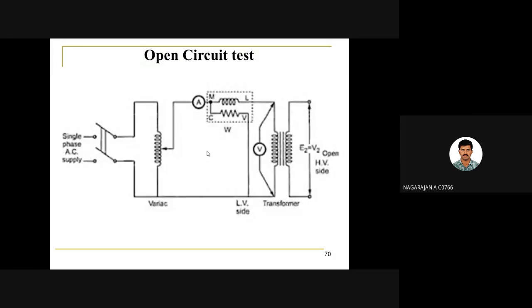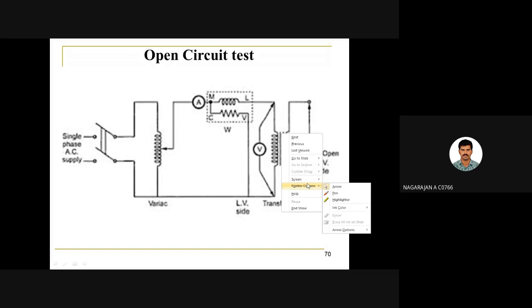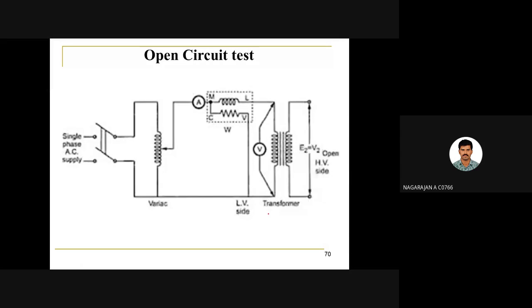Look at this diagram. A single phase auto transformer is feeding the actual transformer that is to be tested. This is the transformer that we are going to test. Here, the high voltage side is kept open and the low voltage side is tested.